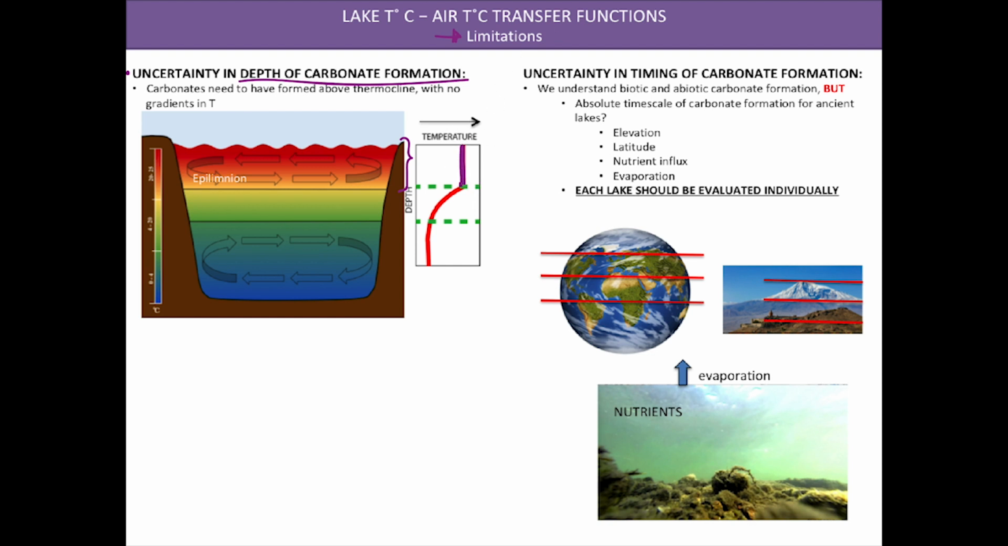Another uncertainty comes from the timing of carbonate formation. The systematic controls on biotic and abiotic lacustrine carbonate formation allow reasonable estimations for the time scale of carbonate formation. But it is still difficult to determine with certainty the absolute time scale of carbonate formation for ancient lakes because it depends both on climate, controlled by elevation and latitude, and lake-specific factors such as timing of nutrient influx or evaporation. The authors suggest that we should evaluate individually each lake system and carbonate phase used for paleoenvironmental reconstruction, considering paleolatitude and past seasonality. This will help determine the appropriate transfer function that we will use.